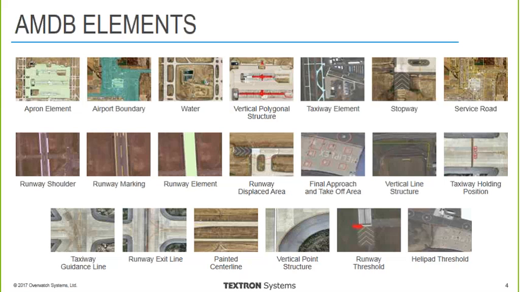So when we're talking about Airport GIS, what are we talking about here? What you see here is AMDB elements, Airport Material Database Elements. Basically, just examples of some of the things I'm talking about here, and also examples of things that you can easily collect with automated feature extraction. Things like the apron element around the concourses, water bodies, vertical polygonal structures, aka buildings, things like that, taxiways, a lot of these polygonal features, if you will, in addition to guidance lines and things like that.